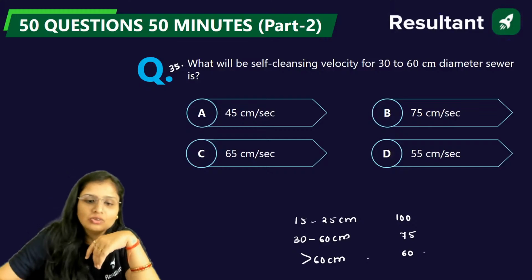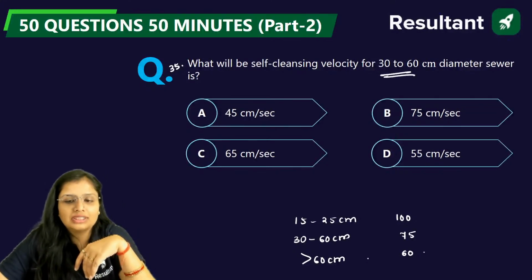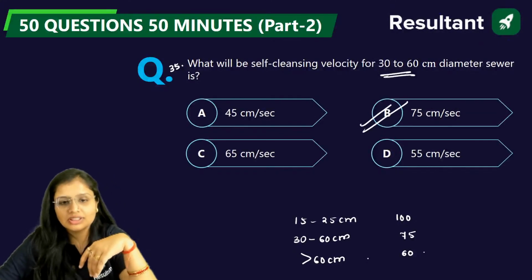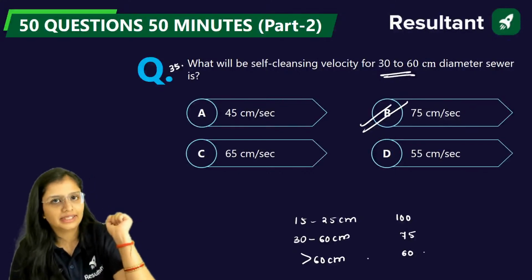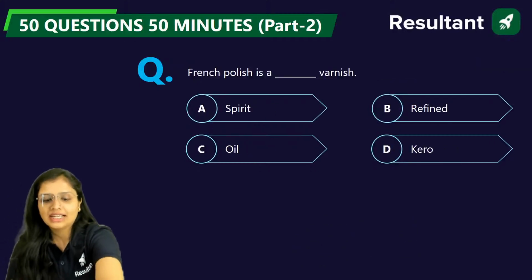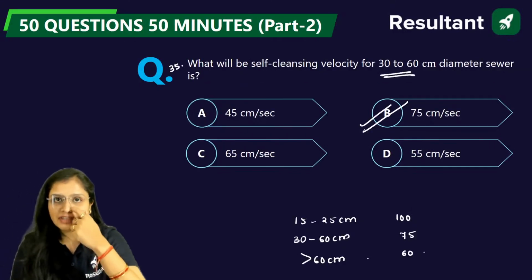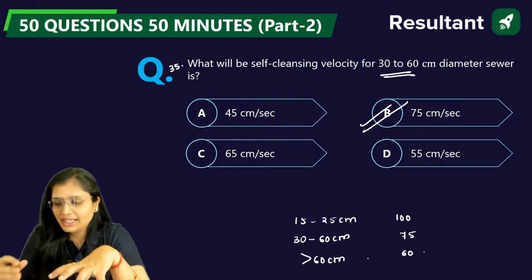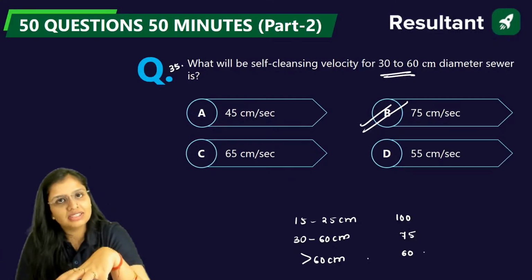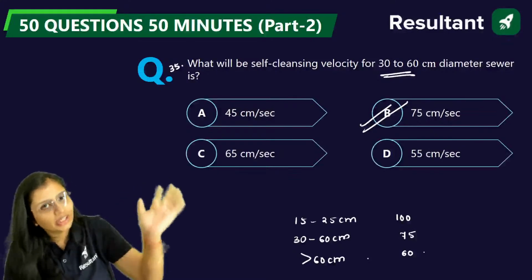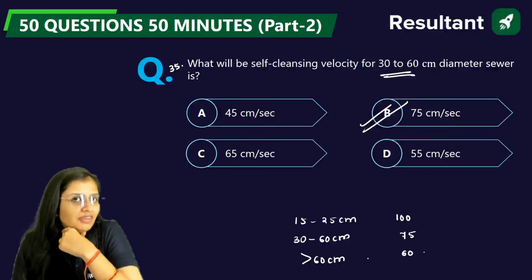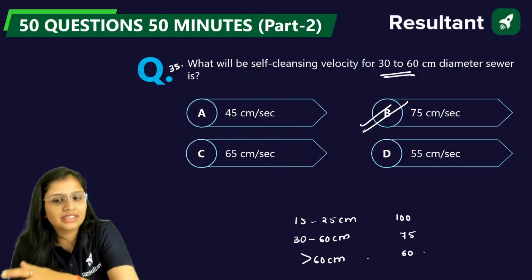Okay, in the question it has given 30 to 60 centimeter. So for 30 to 60 centimeter, the self-cleansing velocity will be 75 centimeter per second. Self-cleansing velocity is the velocity developed so that no silting of the sewers takes place, and in case any sediments have deposited, they also move out. So that is the self-cleansing velocity. You call it self-cleansing velocity.